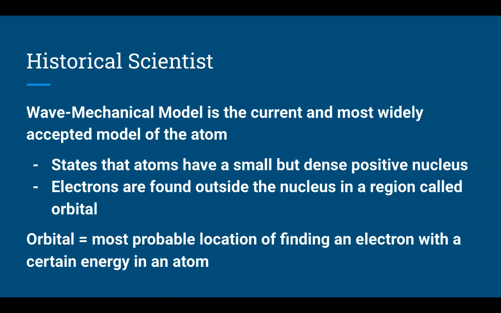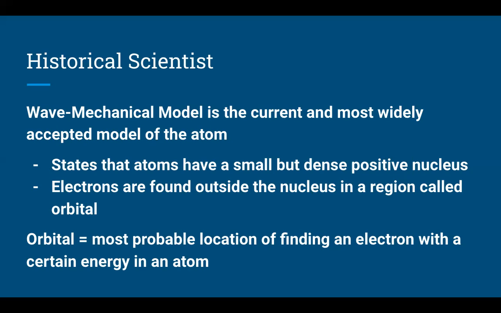So basically, we have a nucleus, and then around that we have orbitals where the electrons are contained. And these orbitals, you may recall from Chem 1, are of different shapes. So we have our s, p, d, and f orbitals, and those have different energy levels, different shapes, ways they can be oriented around the nucleus.